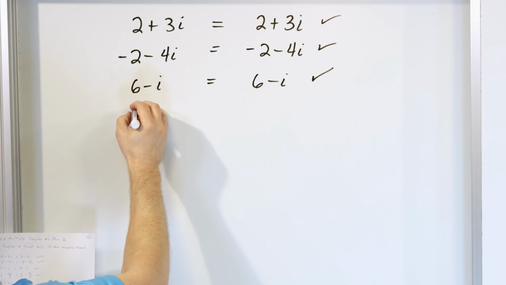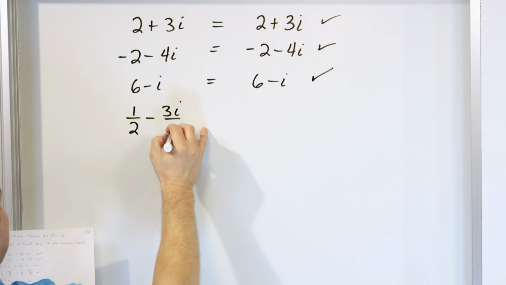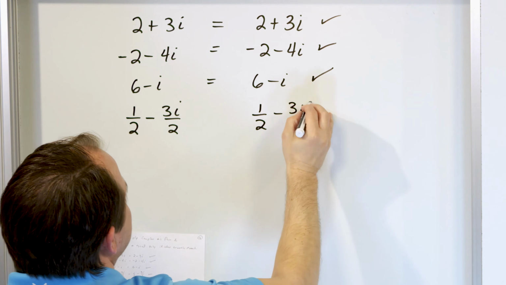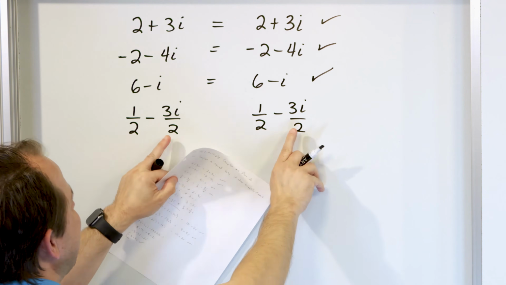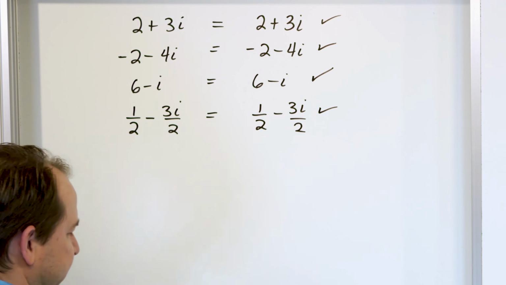And then the last one here is, even if you involve fractions, it's the same thing. 1/2 minus 3i over 2, and then somebody else has a complex number 1/2 minus 3i over 2. The 1/2's match and the negative 3i over 2 completely match, so these guys are completely equivalent to one another.